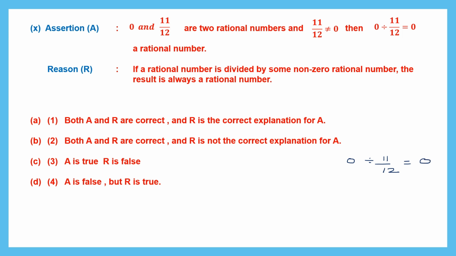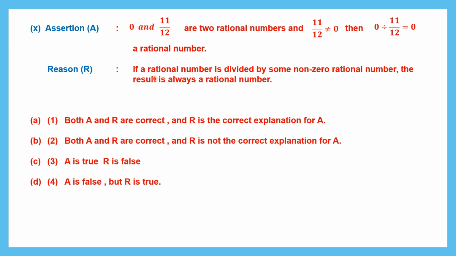So 0 is a rational number because we can write 0 as 0 by 1. Any number that can be written in the form of a fraction is called a rational number. We can write 0 as a fraction, we can say 0 by 1. So this statement is true because it says the answer that you get is a rational number. So assertion is true. Now let's see what reason has to say.